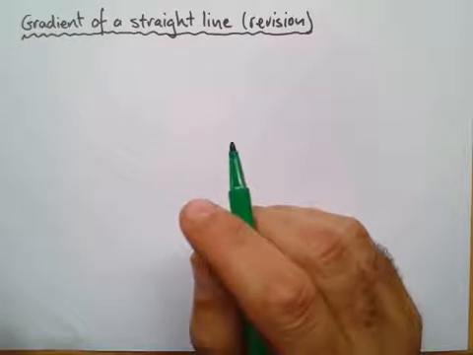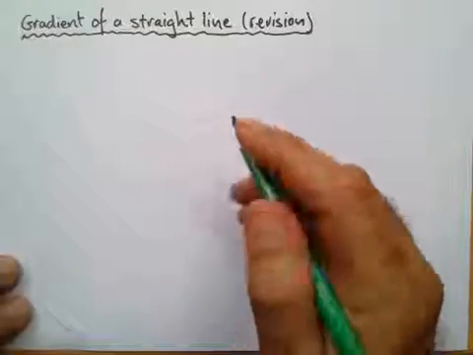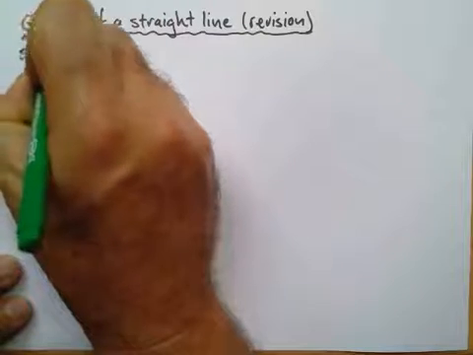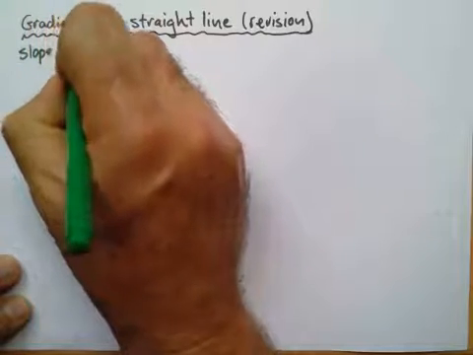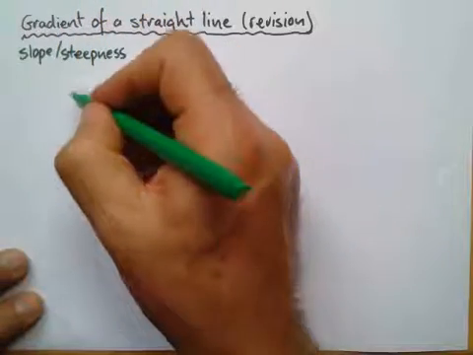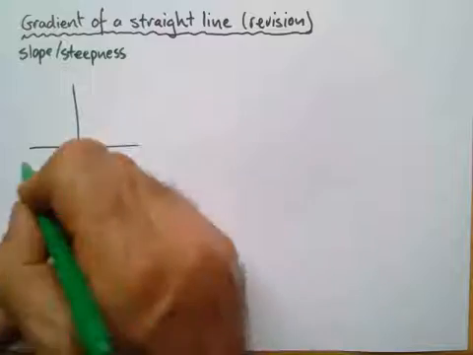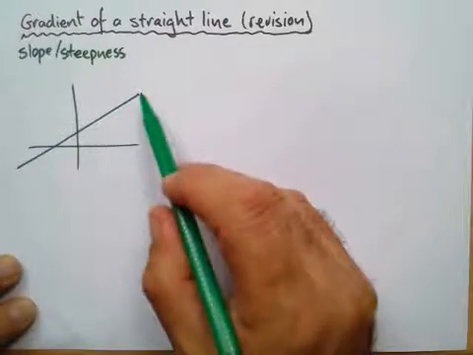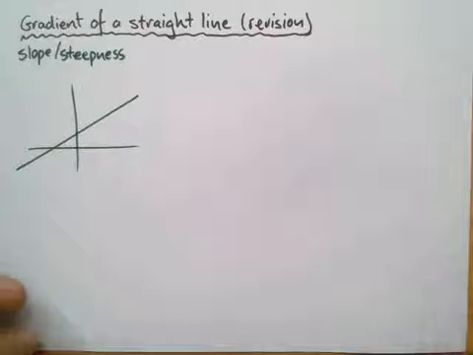To do some revision on the gradient of a straight line. Now the gradient is also known as the slope, or we also talk about the steepness of the line. Now if I look at the straight line, we can see that the steepness or the slope is the same just about everywhere. Not just about, definitely everywhere.